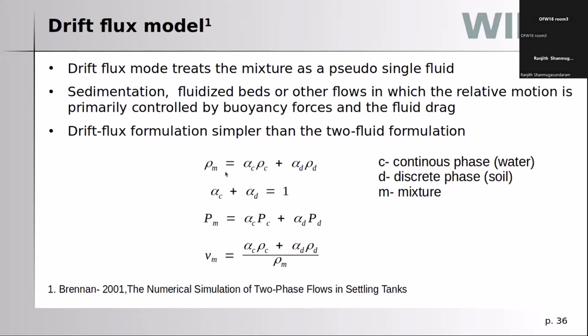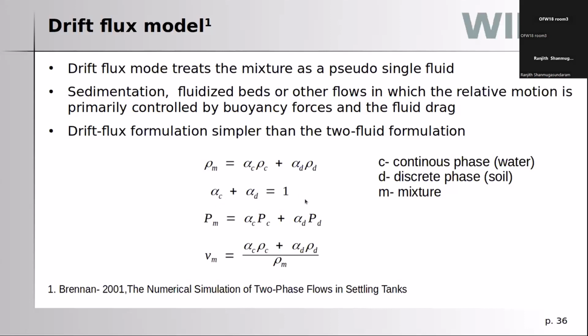So in the equations, the density is the mixture density. Everything is a mixture fluid, and the subscripts I have here: M is the mixture, C is the continuous phase, and D is the discrete phase. The C I have used is actually the water, and the discrete phase D is actually the soil. And you can see that alpha is the amount of particles; alpha C is the volume of water, and alpha D is the volume of soil grains.